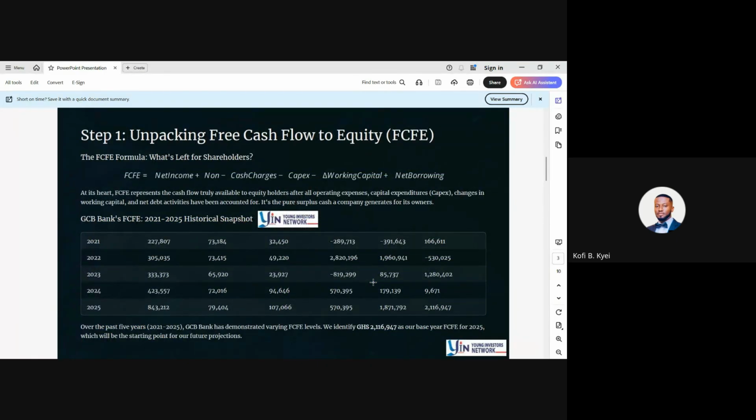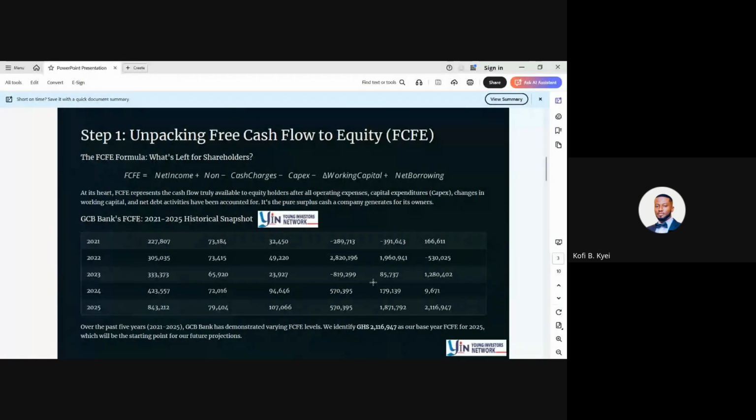Now, let's move to the next slide, which is the free cash flow to equity. The formula, as we have always seen, starts with net income, the net income for the respective years you're analyzing. You add the non-cash charges, normally depreciation and amortization.